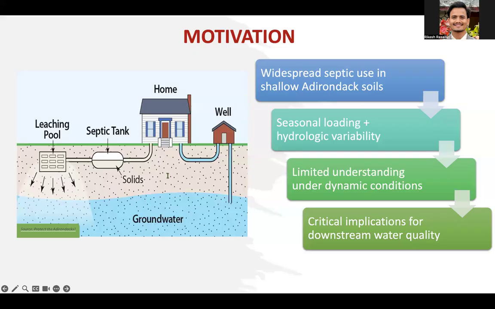So, to understand that, we need to think about how septic systems interact with the environment. In shallow Adirondack soils, septic systems create a strong connection between septic inputs, groundwater, and ultimately nearby lakes. At the same time, septic loading and hydrologic conditions vary seasonally, but we still have a limited understanding of how these dynamic conditions actually control contaminant transport. And that has strong implications for downstream water quality.